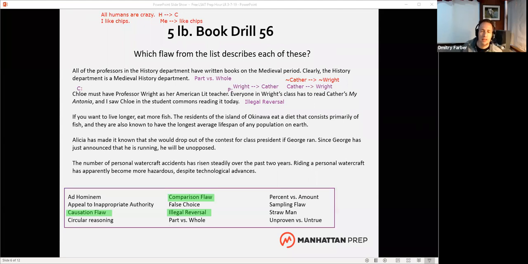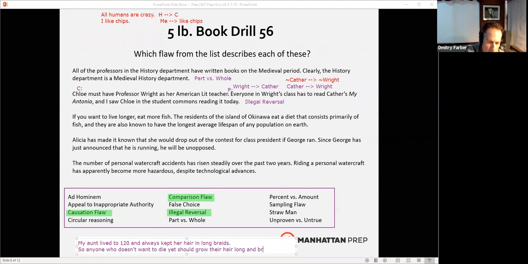What's wrong with saying, hey, the Okinawans live a long time and they eat a lot of fish, so the fish is the secret, fish is the key? Right? Imagine I said this. Imagine I said, my aunt lived to 120 and always kept her hair in long braids. So anyone who doesn't want to die yet should grow their hair long and braid it. I mean, maybe, right?